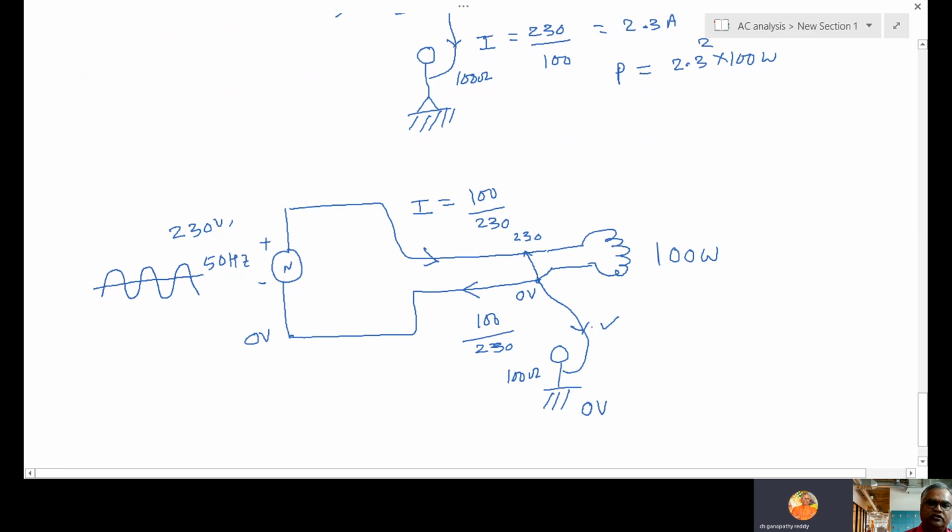You get a shock because of current, but current will come with voltage only. Without voltage, you don't get current. So the point here is, even though the current is the same in both the wires, only when you touch the 230 volts, you get a shock. When you touch the 0 volt line, you will not get a shock. That is the point.